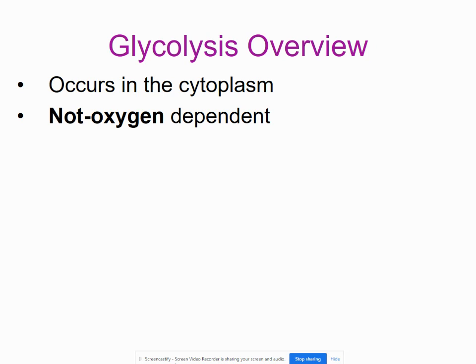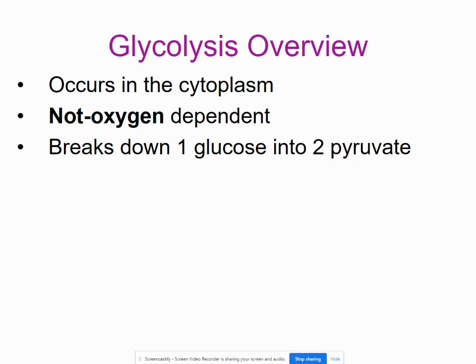It does not require oxygen, so if there's no oxygen in the air, you still do glycolysis. But if there is not oxygen, you end up with a final product of lactic acid in humans, as well as some bacteria. And then if you're a yeast, you actually end up with alcohol. So this is how we make booze and hand sanitizer.